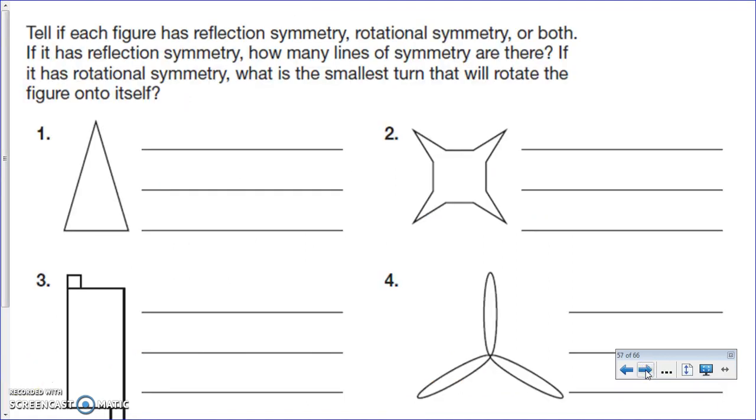For the triad, we need to tell if each figure has reflection symmetry, rotational symmetry, or both. If it has reflection symmetry, how many lines of symmetry are there? If it has rotational symmetry, what is the smallest turn that will rotate the figure onto itself? Number one is an isosceles triangle. So it has reflection symmetry, and it has one line from the top point straight down to the middle of the bottom. So we're going to draw that in.